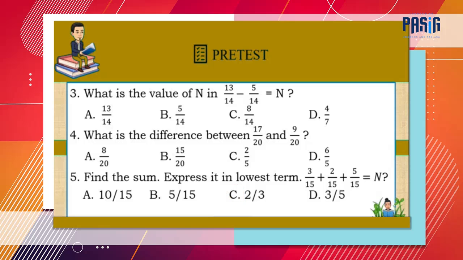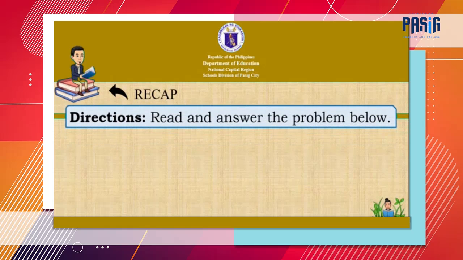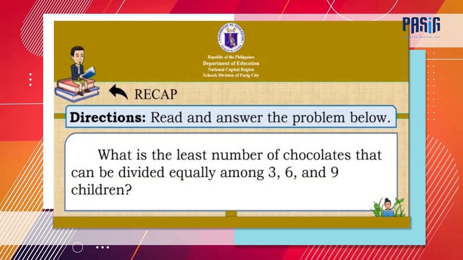Next, let's have a recap. This is a review from your previous lesson. You can pause the video so you could have enough time. Just remember to answer as fast as possible. Read and answer the problem below. What is the least number of chocolates that can be divided equally among 3, 6, and 9 children?